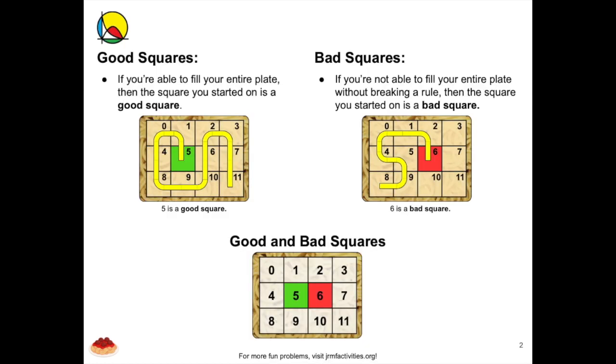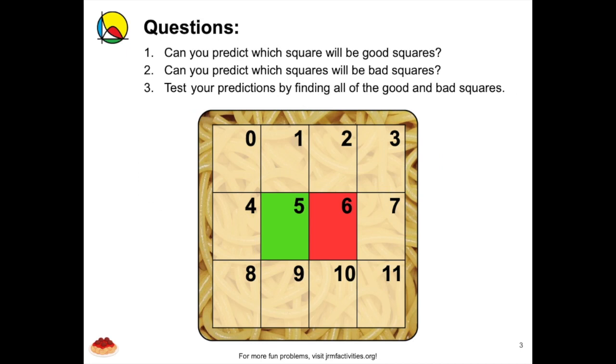The challenge is not just to cover the entire plate with spaghetti, but to determine which squares are good and which ones are bad. 5 is a good square, because it takes you around the plate covering every square. However, if it is impossible to cover the plate, then that square is a bad square, like number 6. Now, you have to figure out the rest of them. I'll get you started. We already know that 5 is a good square, and that 6 is a bad square.